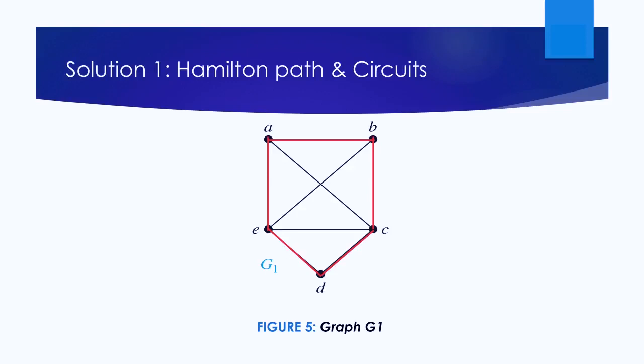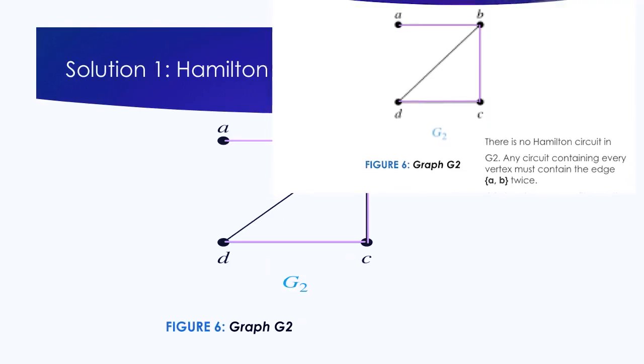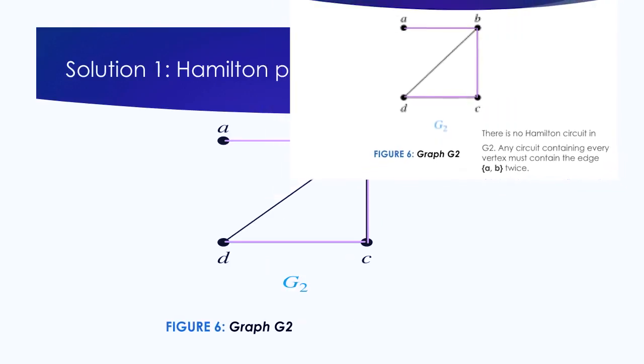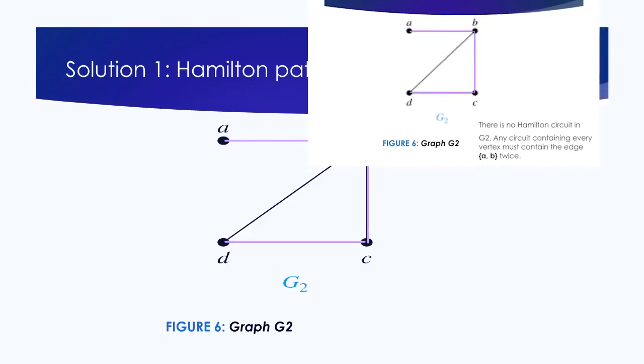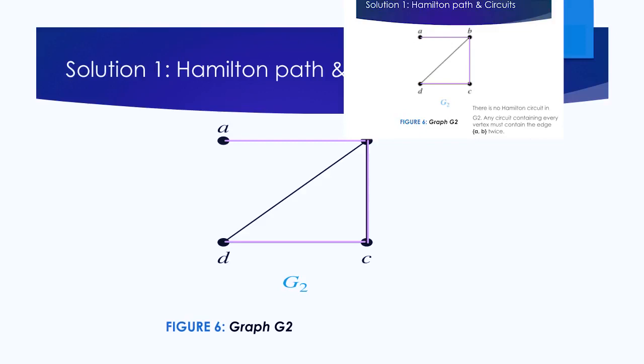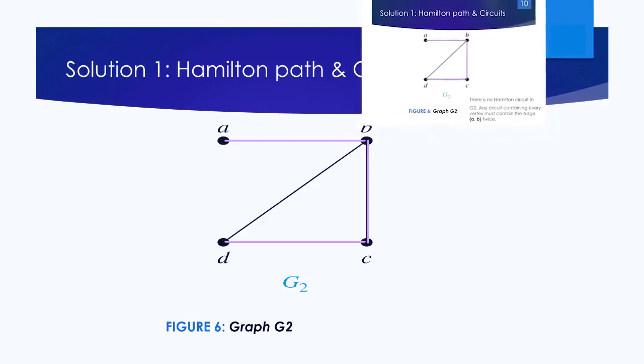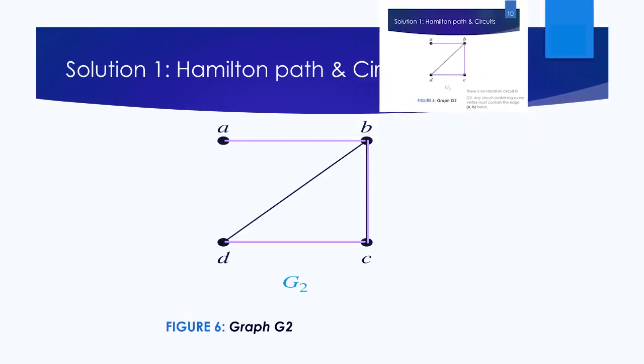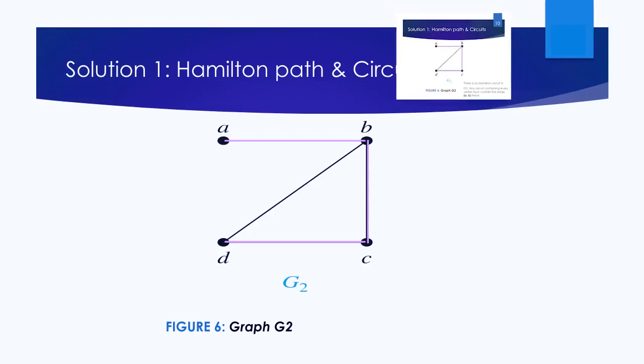There is no Hamilton circuit in G2, as shown in figure 6. This can be seen by noting that any circuit containing every vertex must contain the edges A and B twice, but G2 does have a Hamilton path, namely A, B, C, and D.